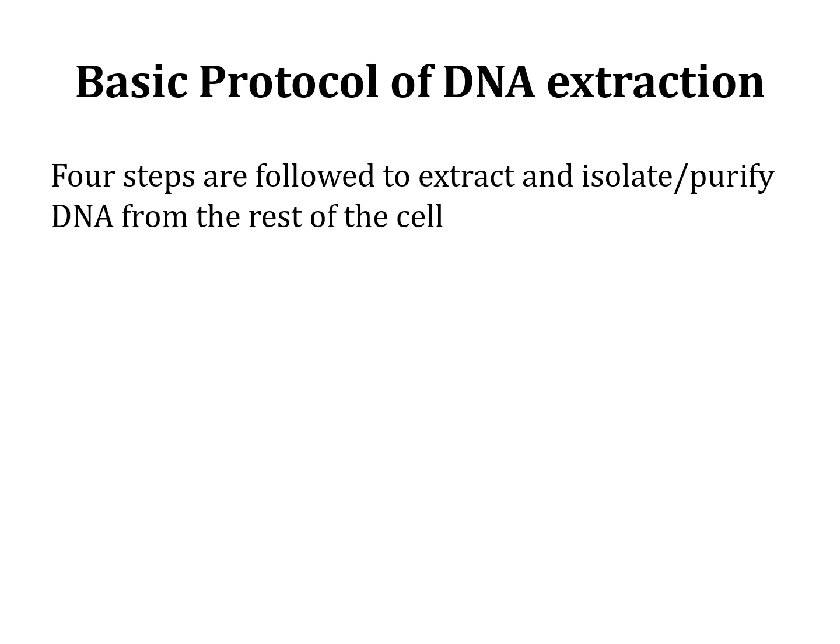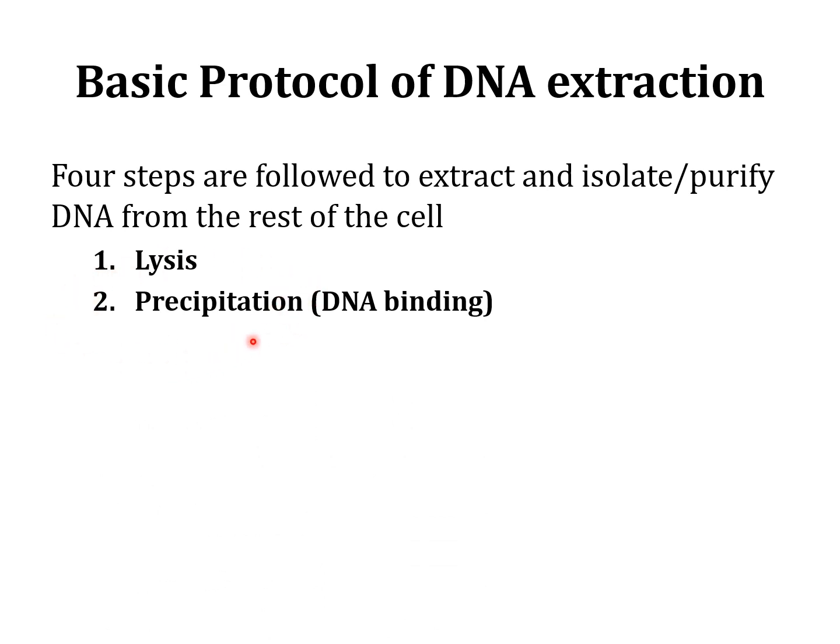Now, this is the general protocol for DNA extraction, whether it's from blood or from a plant like a banana, etc. There are 4 steps followed to extract and isolate purified, clean DNA from the rest of the cell. The first step is lysis. Lysis basically means breaking the cell open to release the contents. Then we have precipitation of DNA. Usually people add ethanol to precipitate the DNA.